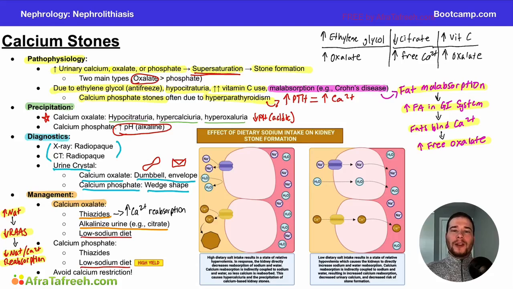So this is a particularly high yield finding, not only because they will give you the answer choice as an option for helping prevent or treat calcium stones in patients, but they also want you to understand this physiology, and it all ties into the activation of the RAS system.